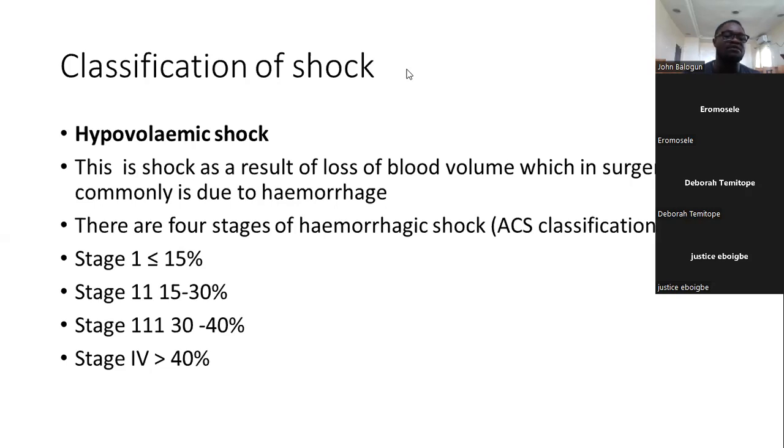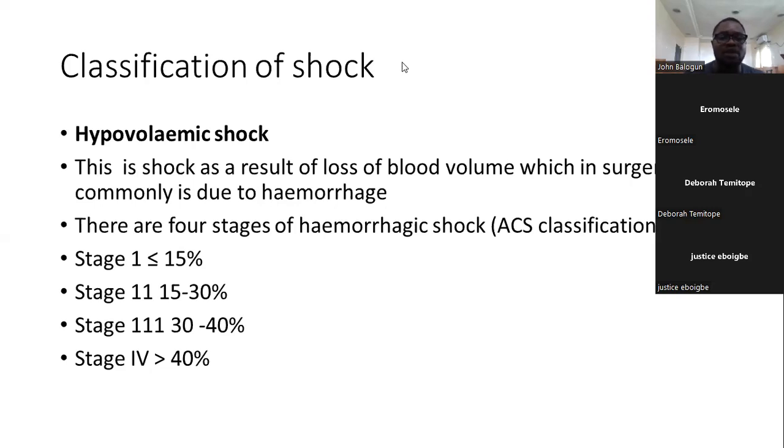When you start having a urine output of 20 to 15, you're in stage 2. When you start having a urine output of 15 to 10, you're in stage 3. When you start with less than 10, you're in stage 4.